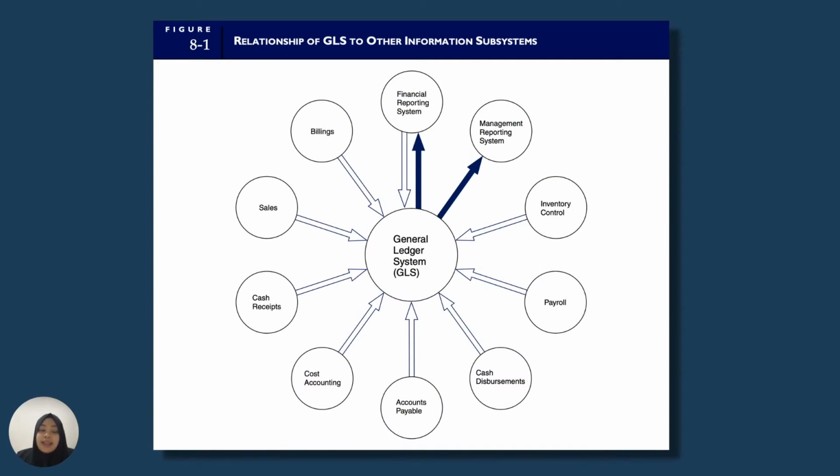Figure 8-1 shows the relationship of the General Ledger System to other information systems. It shows the relationship between the General Ledger System and the Financial Reporting System, Management Reporting System, Inventory Control, Billings, Sales, Payroll, Cash Receipts, Cash Disbursements, Accounts Payable, and Cost Accounting. So this figure characterizes the General Ledger System as a hub connected to the other systems of the firm through spokes of information flows.